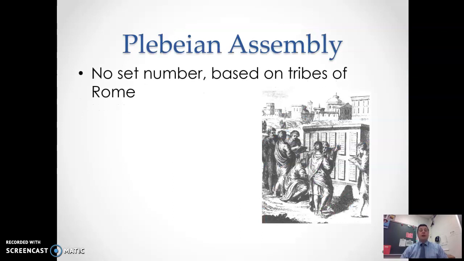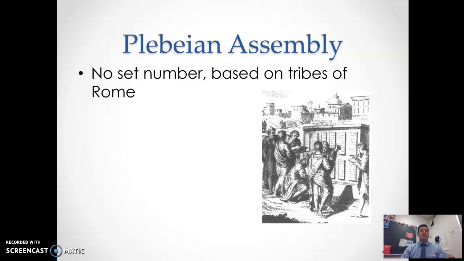Plebeian Assembly, the lower house. So at first, as we learned yesterday, the 12 Tables are created, the first codified system of laws for Rome. But as the plebeians start to ask for more and more equality, that then has to be scrapped. And so as that happens, the Plebeian Assembly is created, and there's no set number.